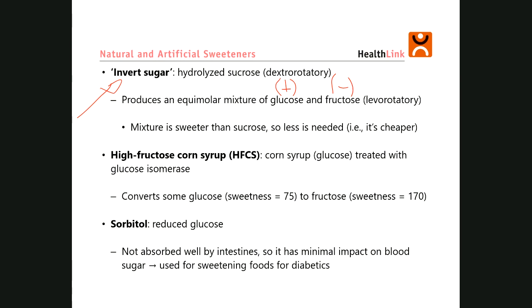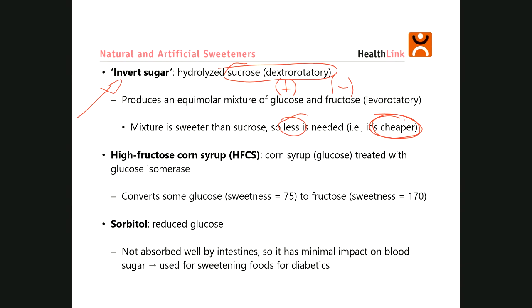So the net result is a negative rotation for the mixture. It goes from being dextrorotatory, sucrose is dextrorotatory, but the mixture of glucose and fructose is levorotatory. So we call it invert sugar because the rotation has been inverted in the opposite direction. It's merely the presence of the fructose combined with glucose. Turns out because it's sweeter, you need less. So per gram you need less, so it's actually cheaper.